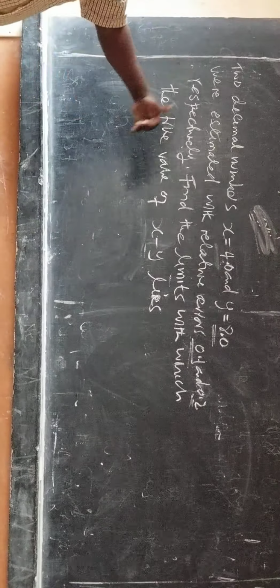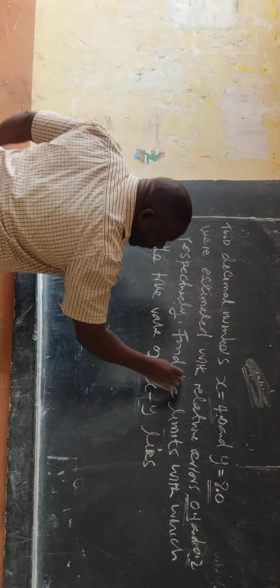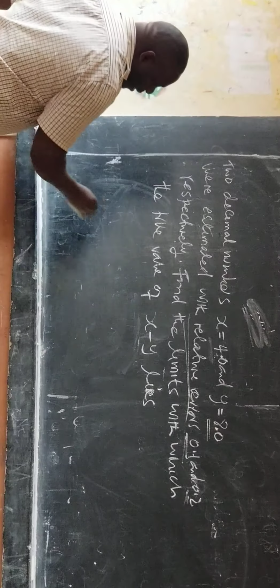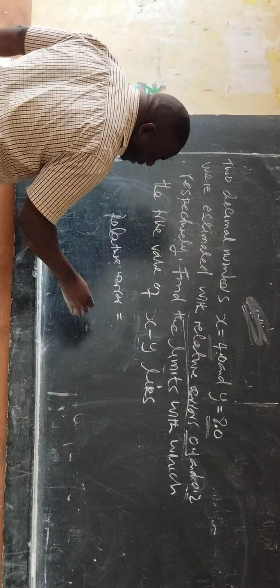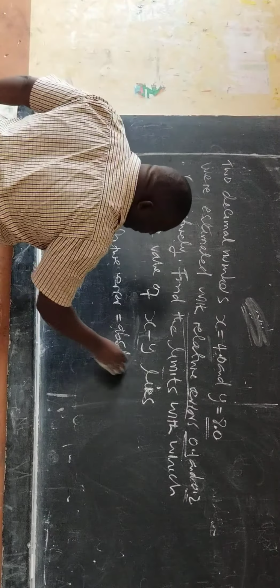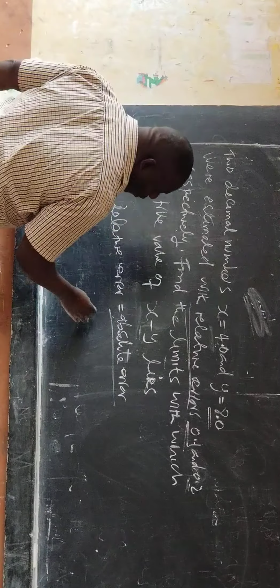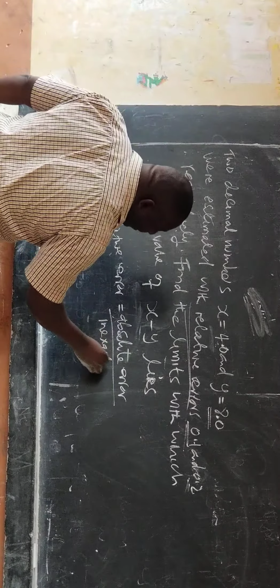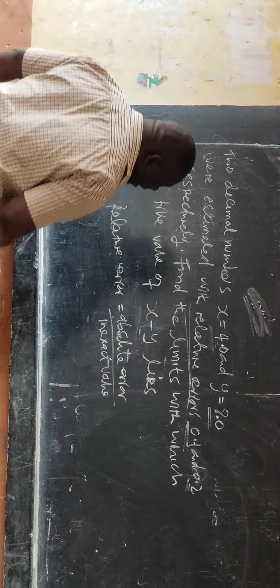So what we do is first get the maximum possible error in x and the maximum possible error in y. Then we get the limits within which the true value of the expression x minus y is expected to lie. Since they have given us the relative error, by definition the relative error is equal to the absolute error, that is the maximum possible error in the number, over the inexact value. Those are the given values which are inexact, approximated.